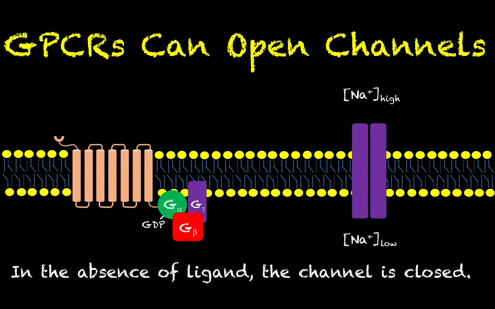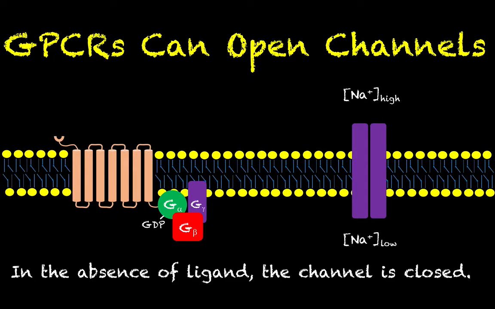So like I said, this is different than opening an ionotropic channel as we saw before. With an ionotropic channel, the ion channel is the receptor itself. So for a metabotropic channel, which is what we're looking at here, the channel is distinct from the receptor. You can see your G protein coupled receptor is over here. The ion channel we are eventually going to open is over here. So they are two different things in this case.